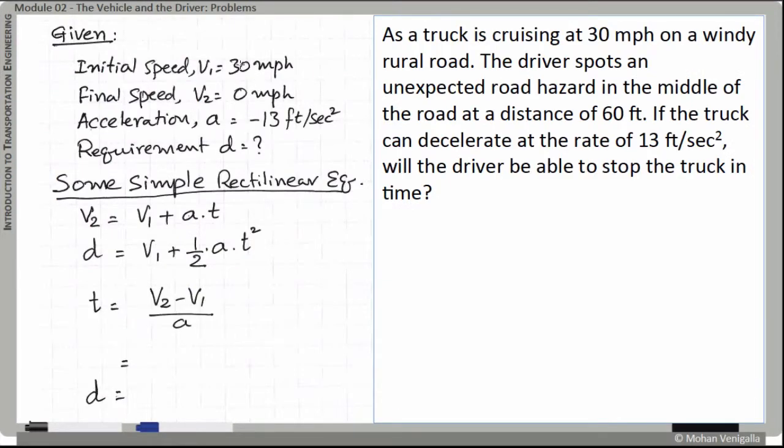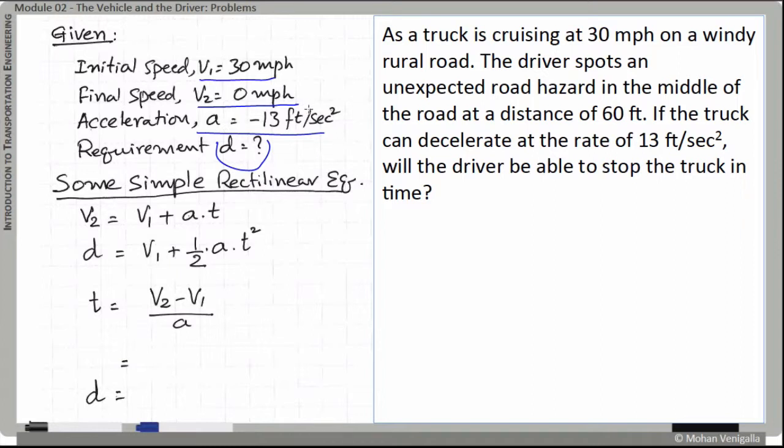So the initial speed, which is v1, is 30 miles per hour. Final speed, of course, the truck would have to stop, so therefore final speed is 0. And the acceleration is minus 13 feet per second square. Alternatively, you can call this deceleration without the sign, deceleration of 13 feet per second square, and we are required to find out what will be the distance traveled under these conditions.